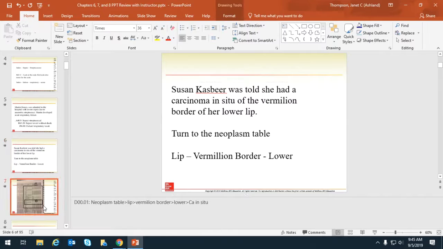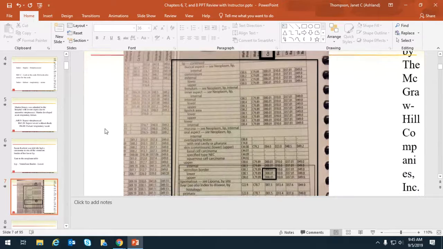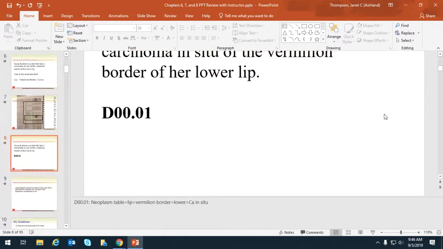So on my slide here, I have it outlined what you're going to find in your index. So we see on our six columns, carcinoma in situ is highlighted since that's what our neoplasm is. We see lip up here at the top, starting a category, and headings indented under lip. We want to find down here where it says vermilion border, and then it's further specified as the lower lip, which the upper and lower looks like they both have the same code. So the neoplasm table tells us D00.01.